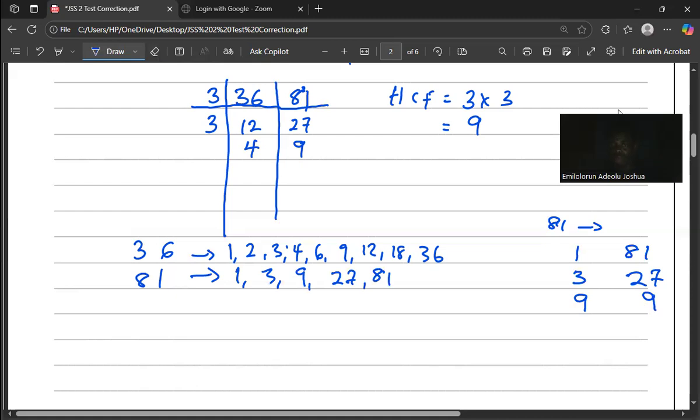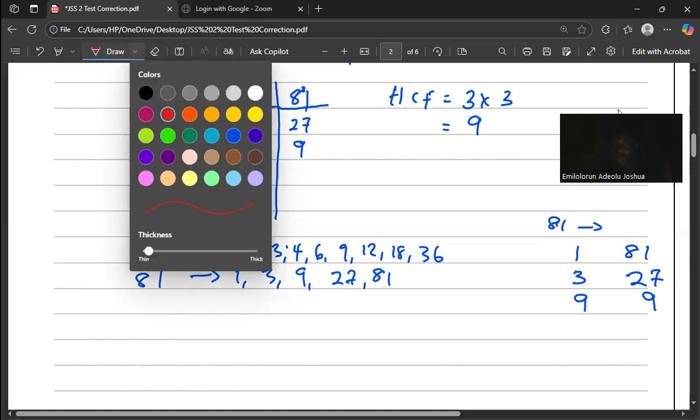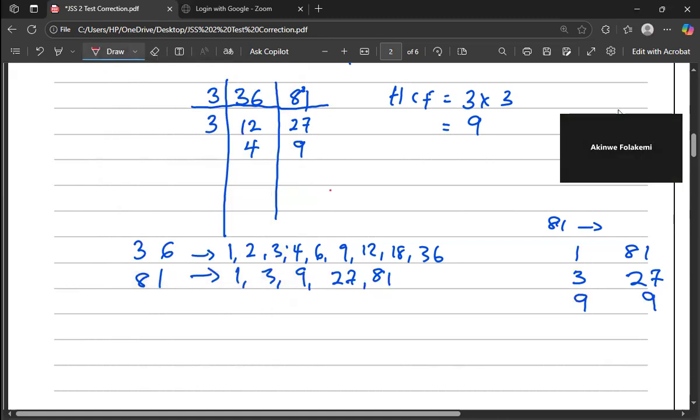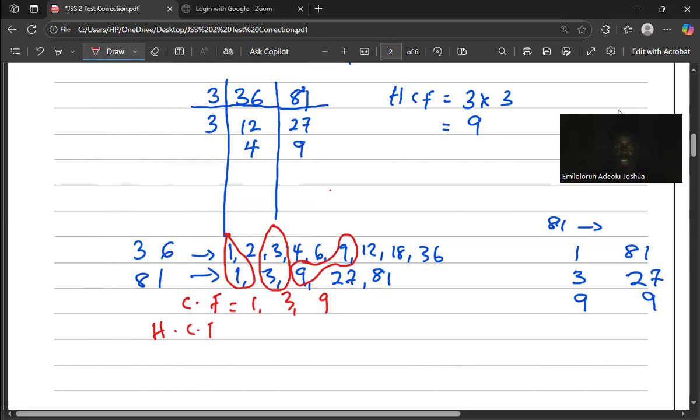So looking at it now, what are the common factors? 1, 3, and 9. So those are the common factors. So your common factors are 1, 3, and 9. So going for the highest, which one is the highest, Nimi? 9. So 9 is the highest of the 3. So that's why they got 9.